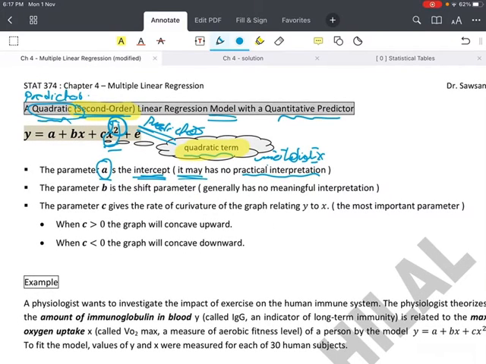Then for B, B will be the shift parameter. Generally it has no meaningful interpretation. So we said A is the intercept with no practical interpretation, and B has no meaningful interpretation.